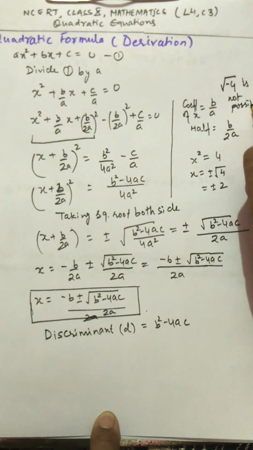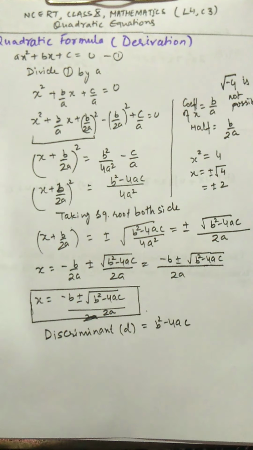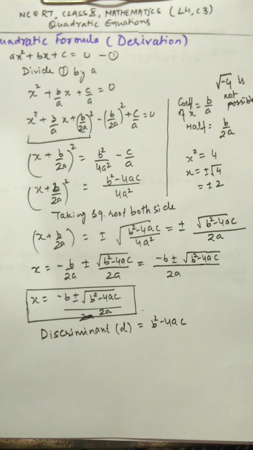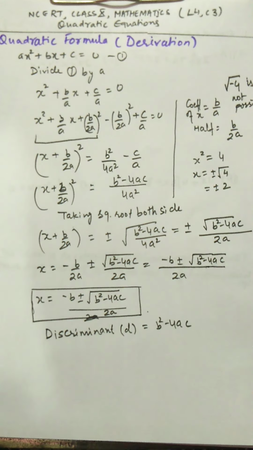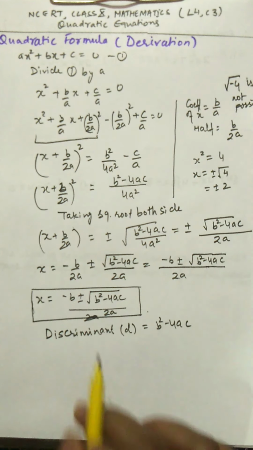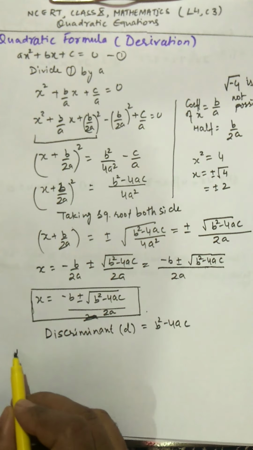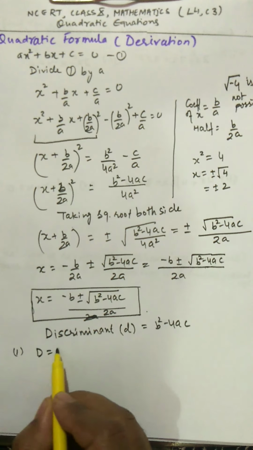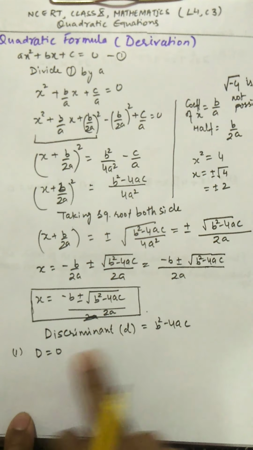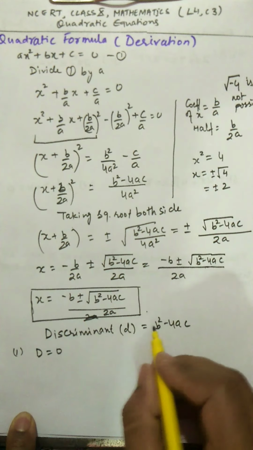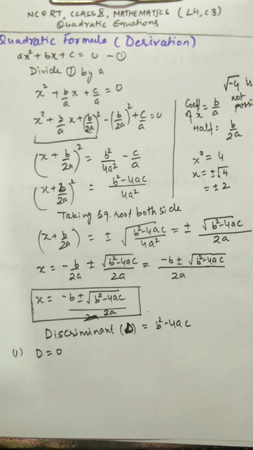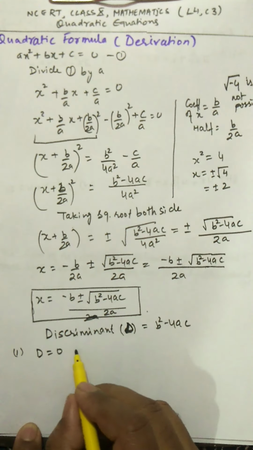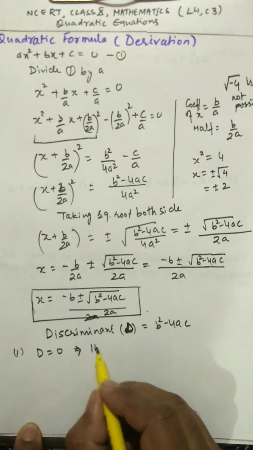Is not possible. What it means is that under the square root there must be only positive numbers. So on the basis of that, since the square root must have a positive number inside, we can decide a few things. First case is when D equals 0. When D equals 0, meaning capital D or small d, it's up to you. Normally we write capital D, but you can write small d also.